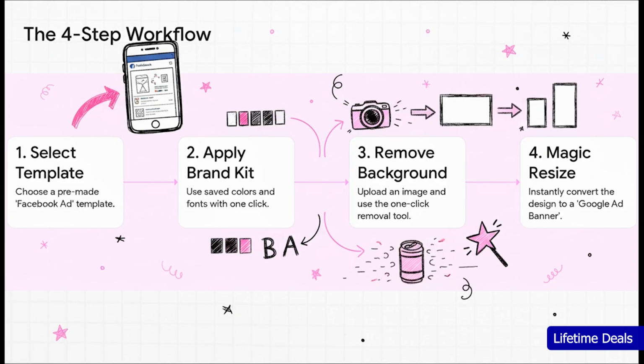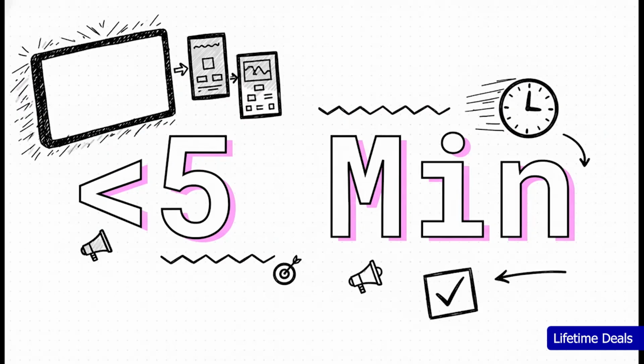Step 1, pick a Facebook ad template. Step 2, with one click, apply the brand colors and font from the saved brand kit. Step 3, upload a product photo and boof! Pop out the background with a single click. And finally, step 4, hit Magic Resize to instantly convert that entire design into a perfectly formatted Google ad banner. Done. So what was the result?